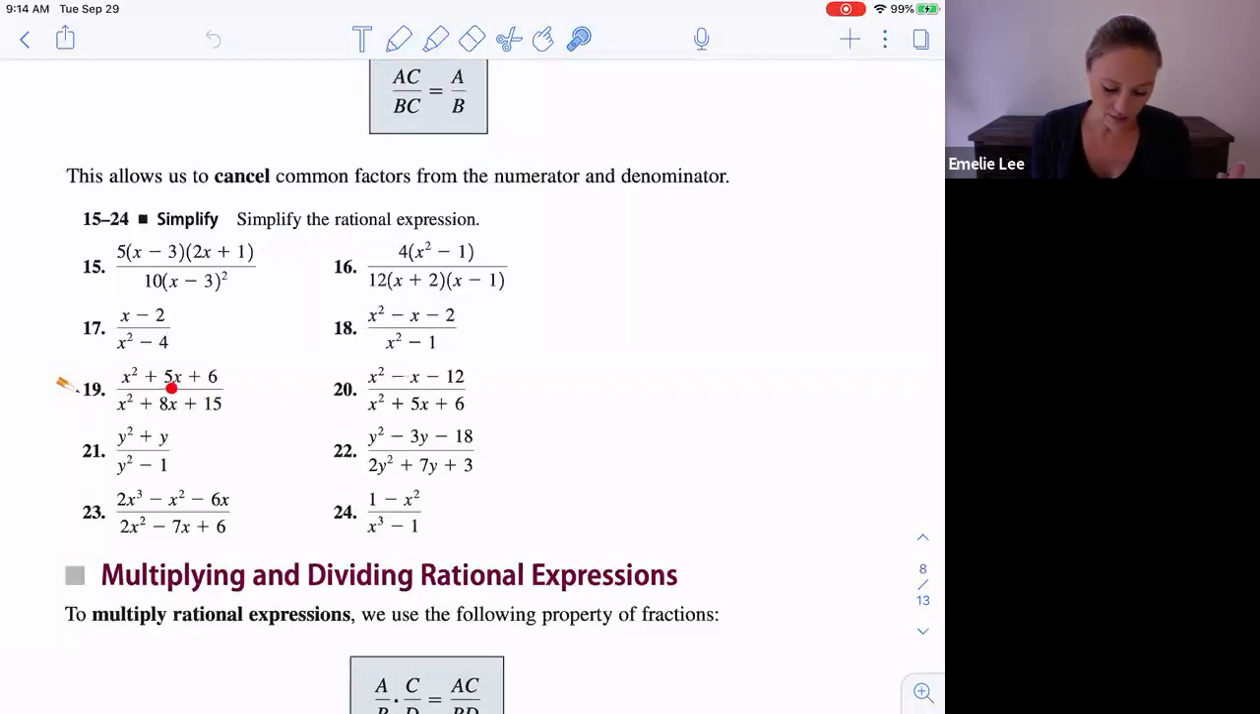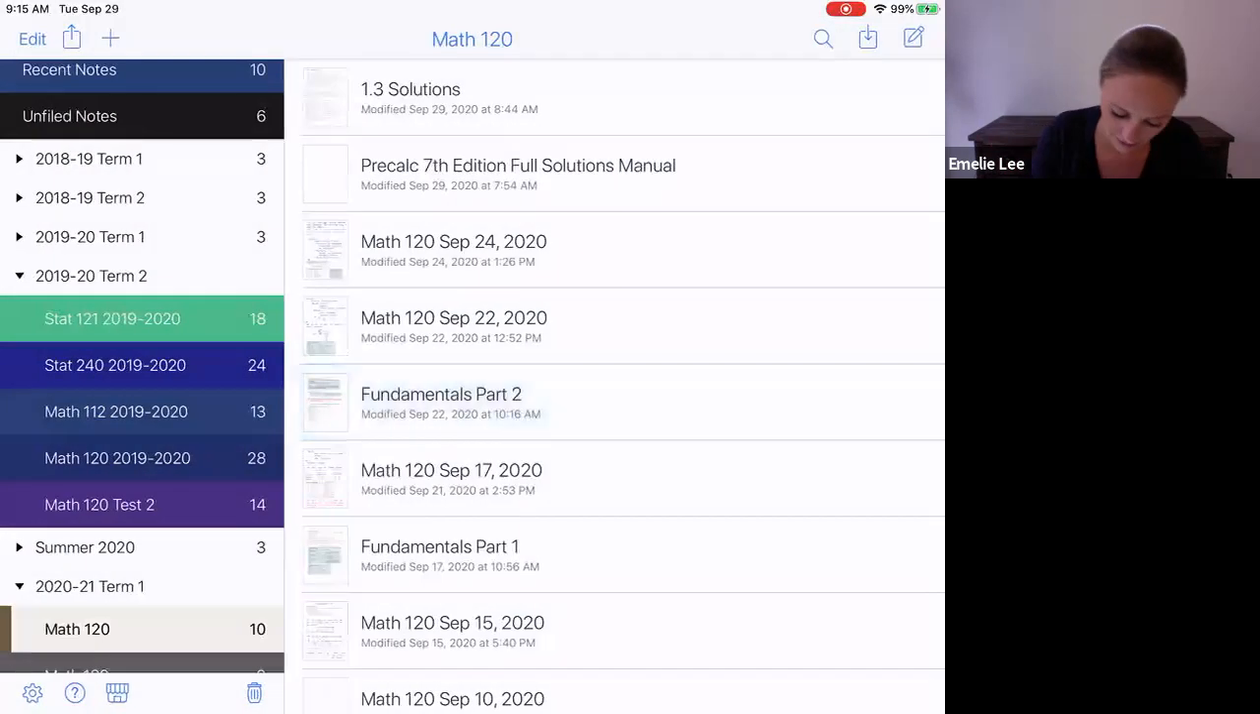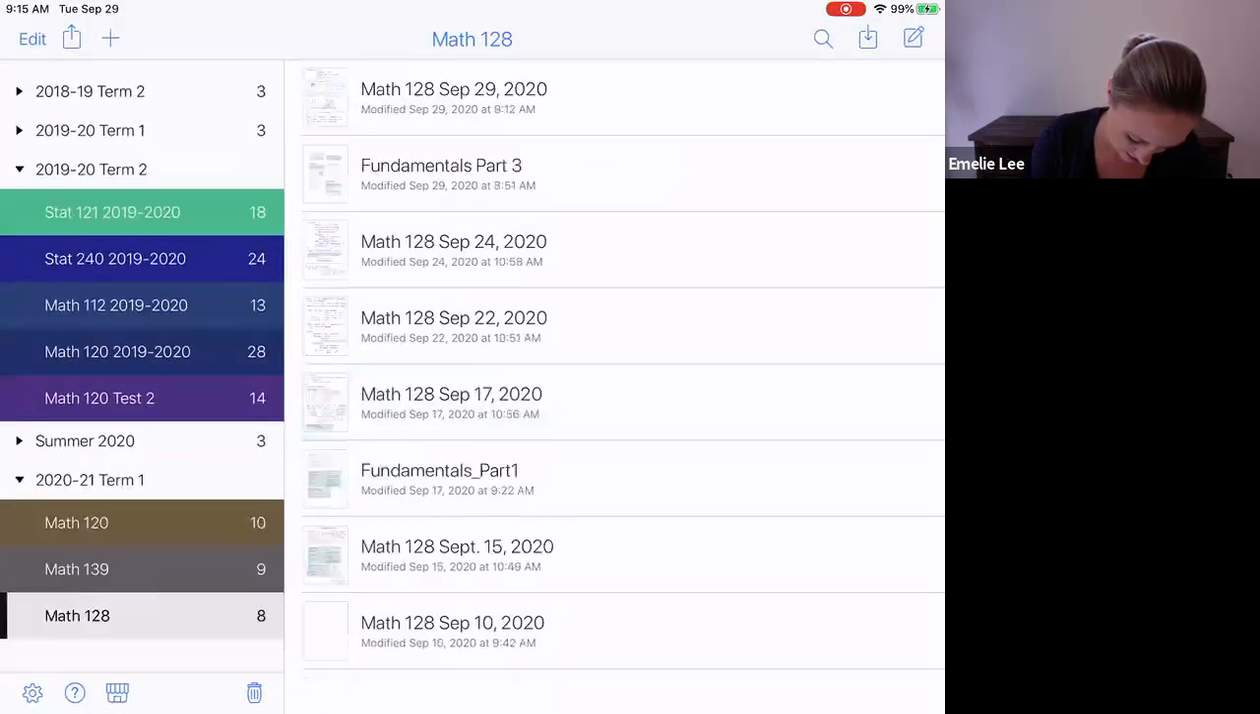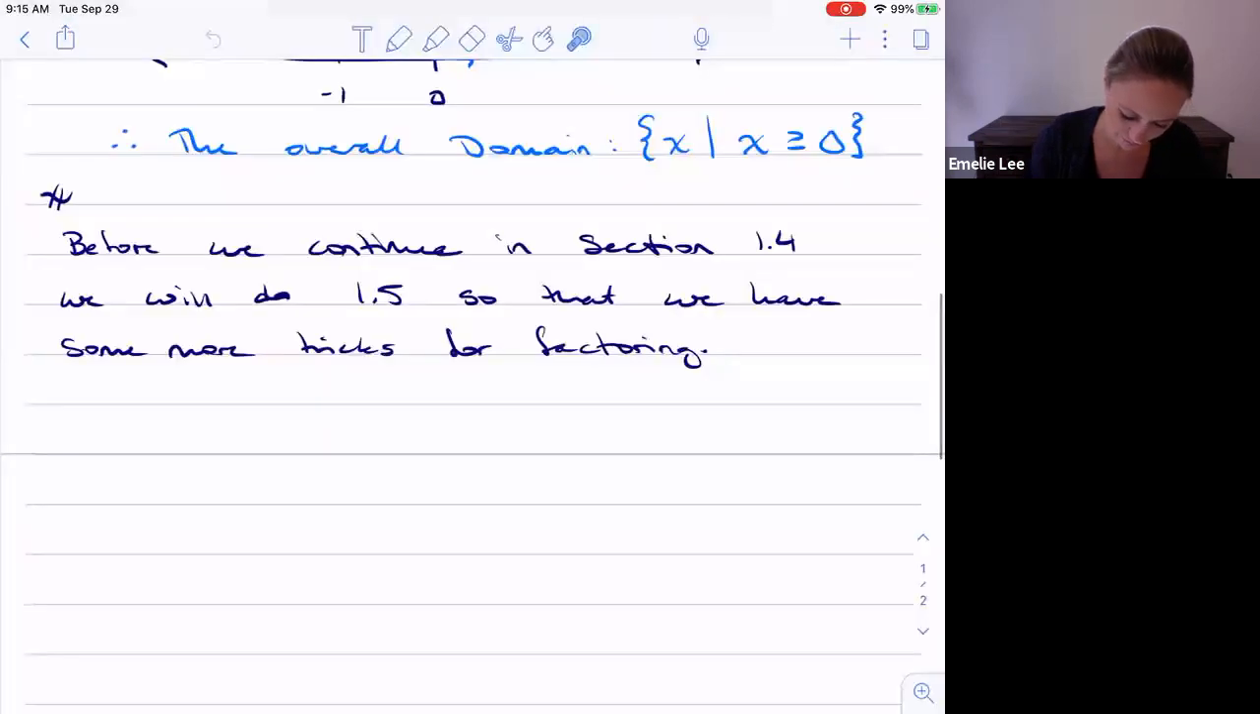When we have something like this, an x squared, an x, and a constant, we've got a quadratic equation. So 1.5 shows us how to factor that kind of easily. That's why I want to jump there, show you how to do it, and then we can jump back here and it'll be a lot easier. So there you have it. Let's go back to our notes.